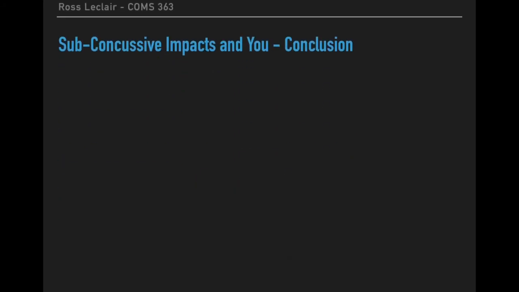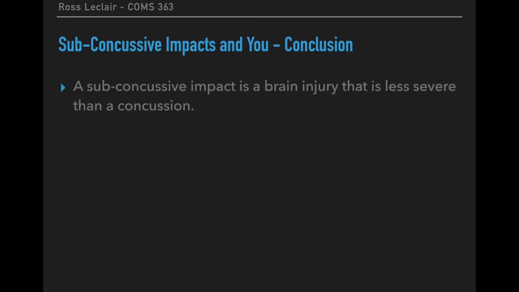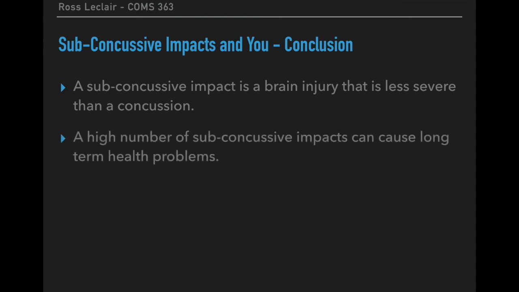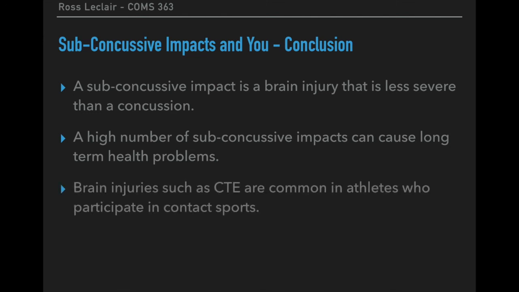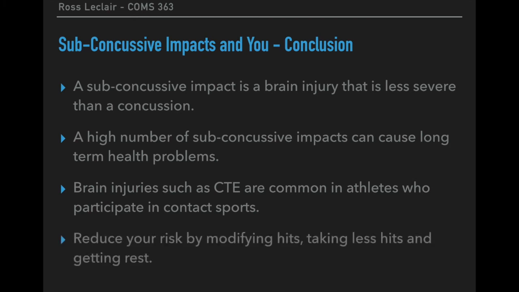Now we've reached the end of the presentation. Here are the four main takeaways. A subconcussive impact is a brain injury that is less severe than a concussion, but is still dangerous. A high number of subconcussive impacts can cause long-term health problems. Brain injuries such as CTE are common in pro and non-pro athletes who have taken part in contact sports. And you can reduce your risk by modifying hits, taking less of them, and getting rest.